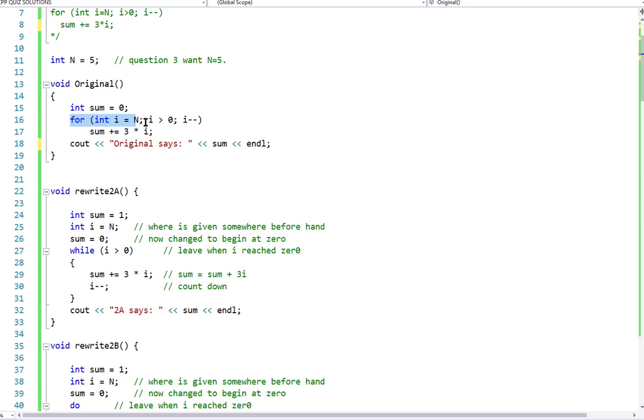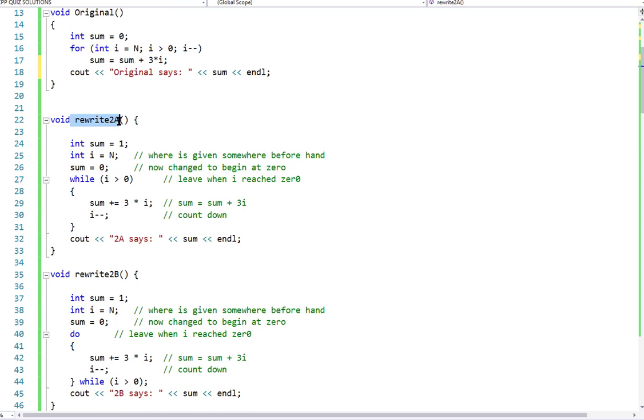So we simply see our loop, and notice it says 3 times I. That's what it's executing in here. And this is a shortcut for sum equals sum plus 3i. So sum starts at 0. So we have 0 plus I starts at n. Say 5. 5 times 3 is 15 plus 0. So it'll count down multiples of 3, starting at 5. And each time it counts down, it'll accumulate a sum. And then at the end, I'll ask what the sum is.